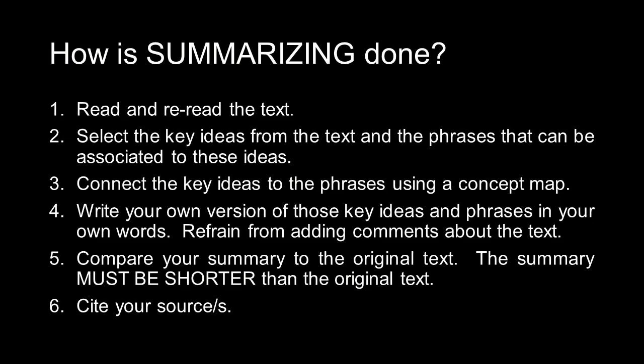Third, once those key ideas and phrases have been highlighted or identified, it is best to establish a relationship between the ideas and the phrases using a concept map. A concept map is usually constructed using shapes, lines, arrows, which help you to arrange your thoughts and the relationships of those thoughts properly. Fourth, once the concept map is done, you have to create your own version of the key ideas and phrases, and you have to use your own words. In a nutshell, this is called paraphrasing.